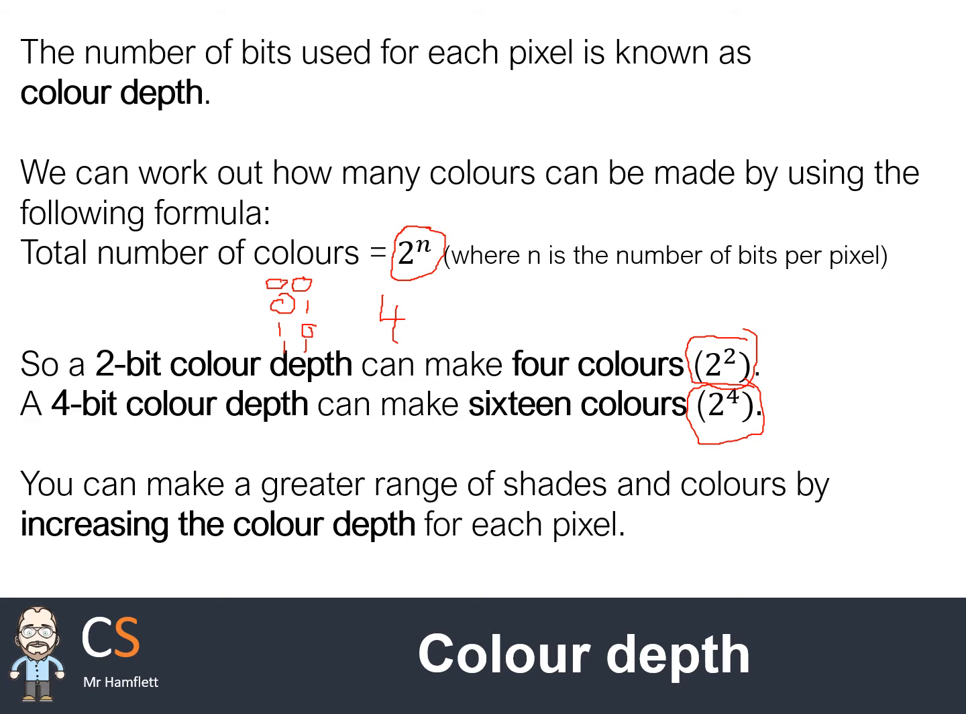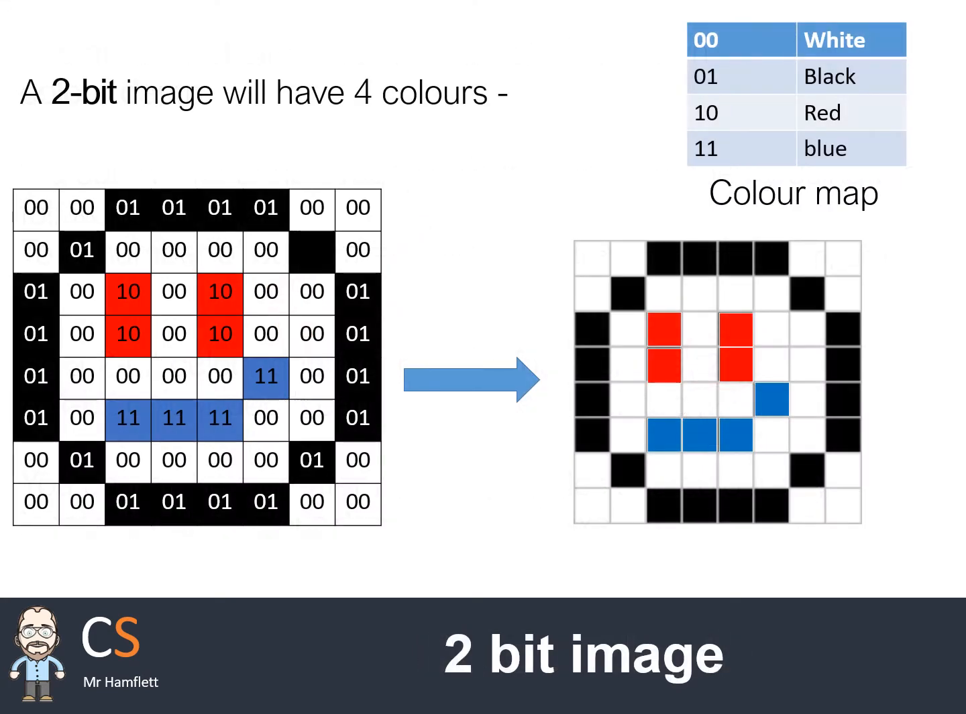So long and short of it, you can have more shades and colors simply by increasing the color depth for each pixel, but it obviously will conversely increase the file size of the image as well. So let's actually see this in practice.